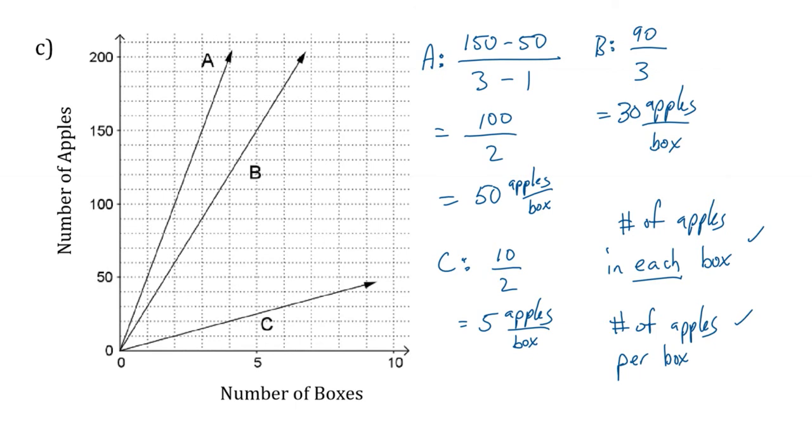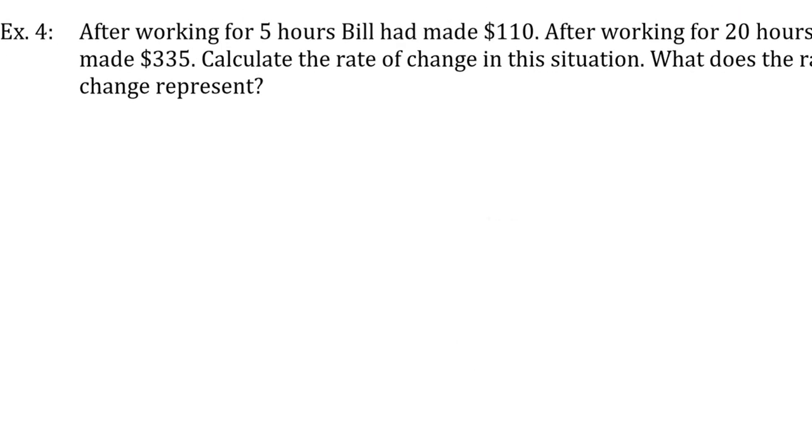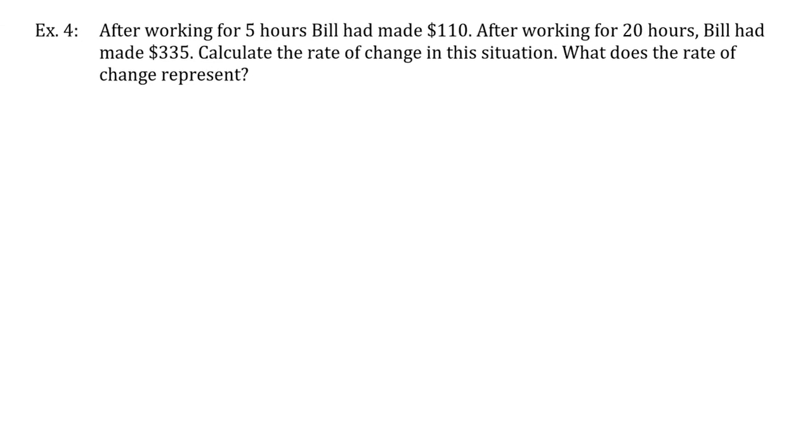We've got one more little example here that we're going to go through. And again, this isn't something that we're going to do a lot of yet, but it comes back to that idea of sort of cheating or not cheating, okay? And I'm going to show you this now, and we're going to come back and look at more examples like this in the future. But for some of you, you're going to connect to this and you're going to get it. After working for 5 hours, Bill had made $110. After working for 20 hours, Bill had made $335. Calculate the rate of change in this situation.